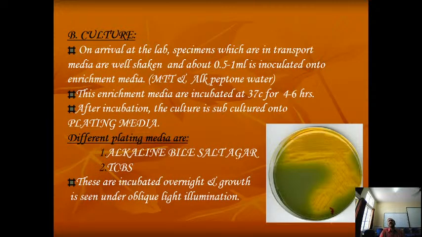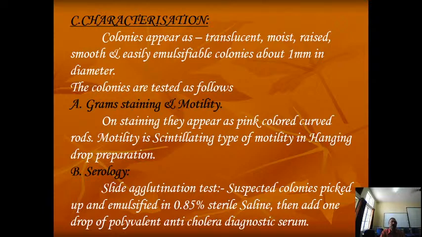These enrichment media are incubated at 37 degrees for 4 to 6 hours, and after incubation are subcultured onto plating media. Which are the plating media which we use? We use alkaline bile salt agar or TCBS agar. These are incubated overnight and growth is seen under light illumination. Colonies will be translucent, moist, raised, smooth and easily emulsifiable, about 1 millimeter in diameter, and these are then tested for gram staining and motility.